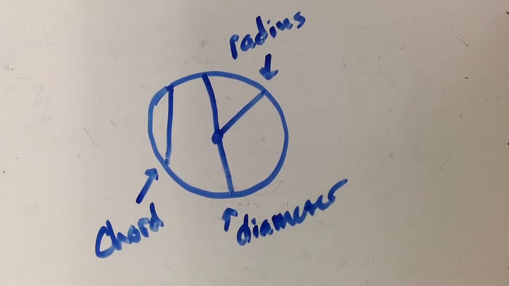Alright, this is lesson 7-7, circumference and area of a circle. So take a look at my really well drawn circle here. There's a couple of terms that we need to remind ourselves before we can move on.